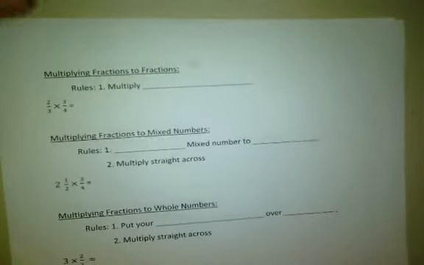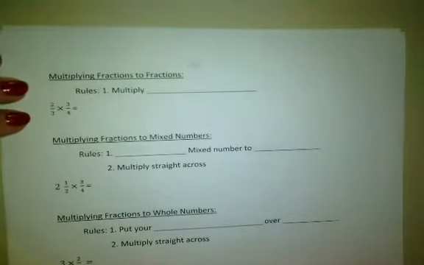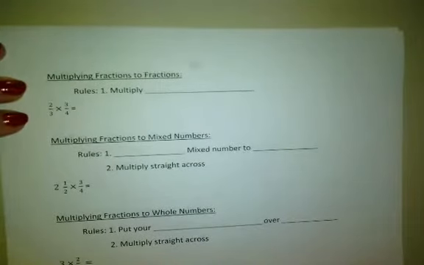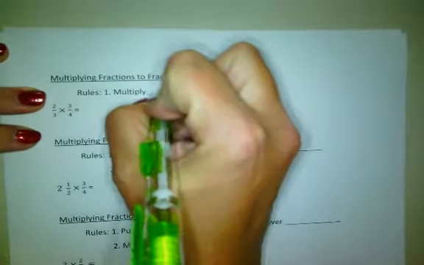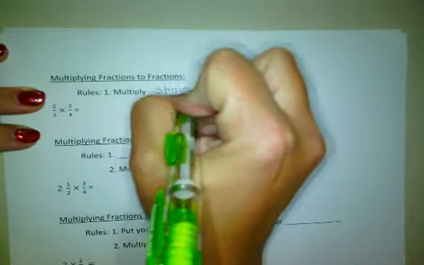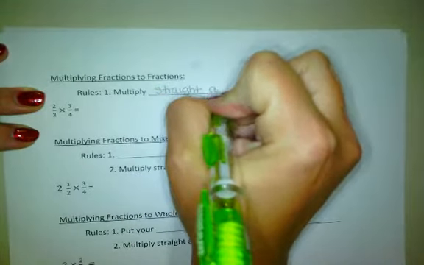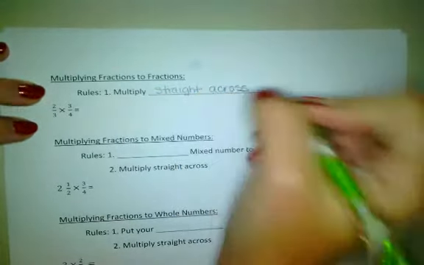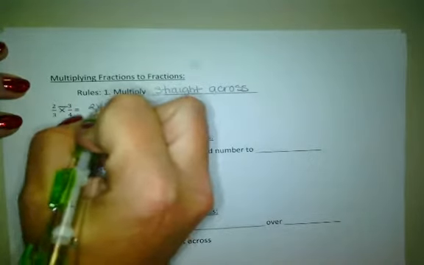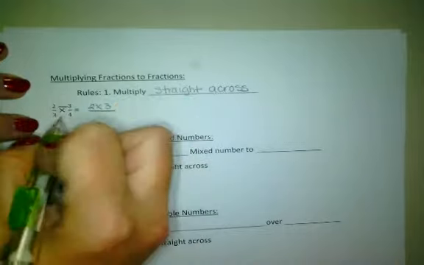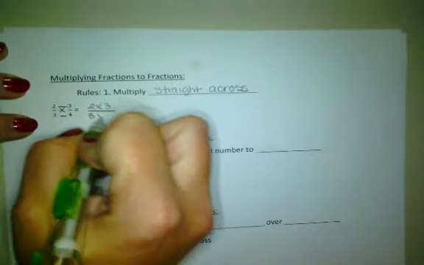Again, checking your work. So, when you're multiplying a fraction to a fraction, the rules for multiplication are so simple. All you do is multiply straight across. What I mean is you multiply 2 times 3 and 3 times 4. Okay, so 2 times 3 is 6, 3 times 4 is 12.